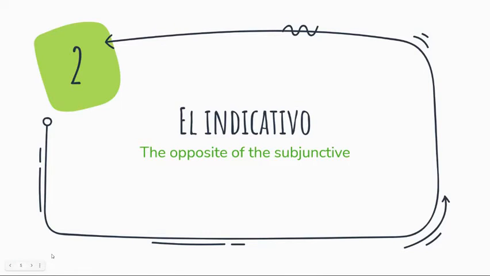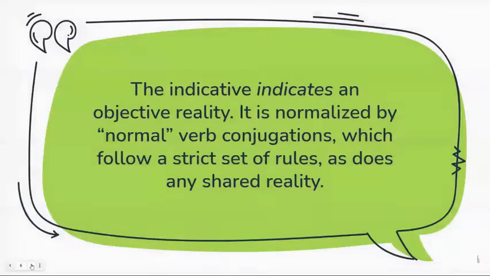When we talk about the subjunctive, I think we also have to talk about the indicative. It's hard to think about verbs in any other form, but really we have different tenses, and now we're talking about moods. What is the indicative mood then? The indicative indicates an objective reality. It's a reality that we all share. It's normalized by normal verb conjugations. They follow a strict set of rules.